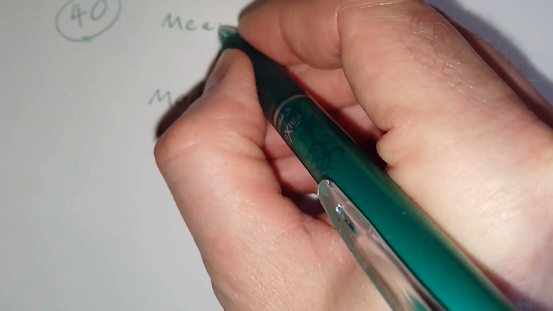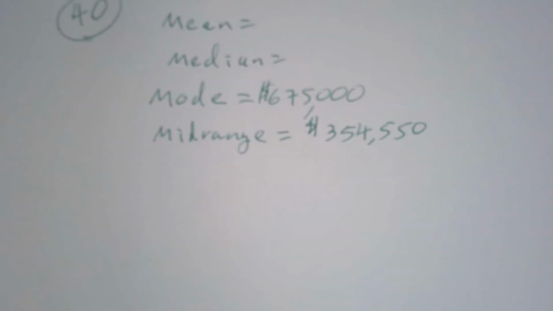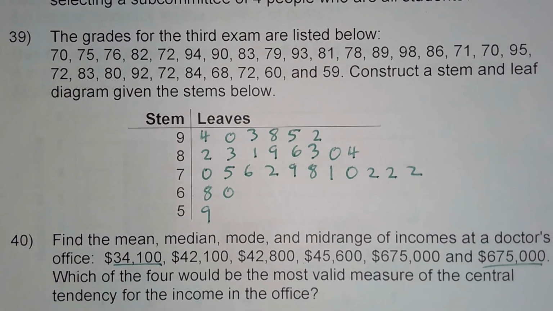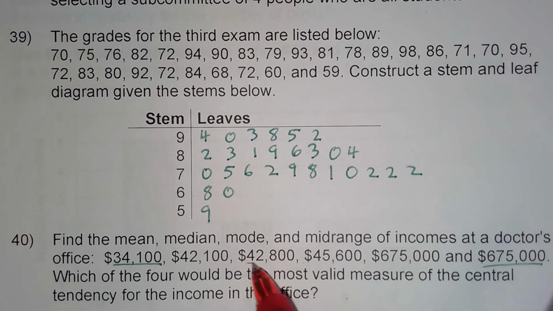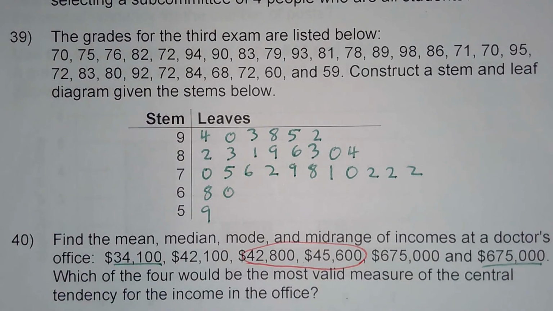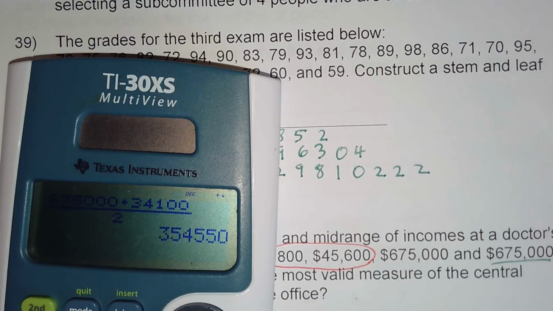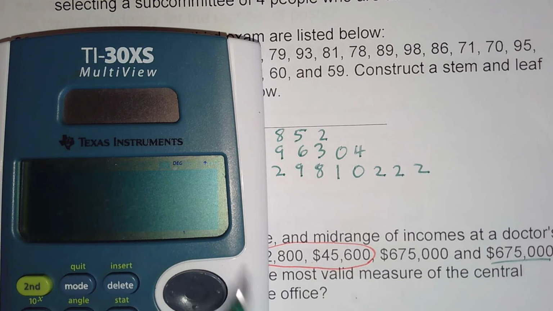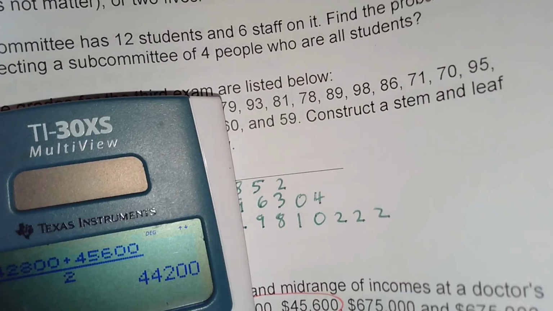All right, so we still need to find the mean and the median. So the median, this is going to be the average of these two middle numbers together. So we're going to add them together and divide by 2. So that gives 44,200. So I guess I'm kind of doing these backwards.